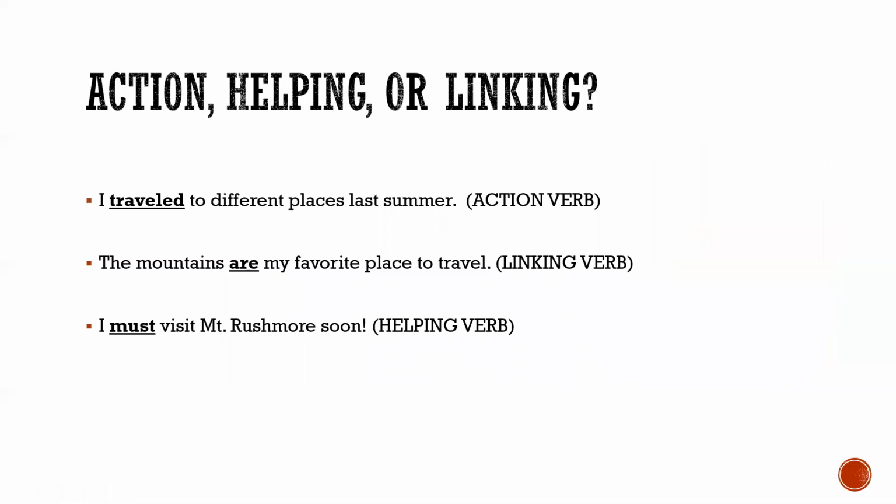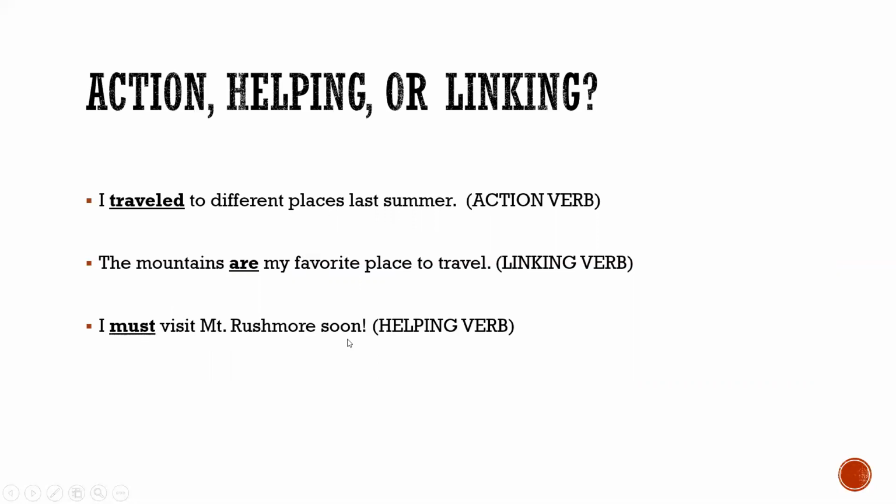Okay, if your answers are like this, then you are correct. Traveled is an action verb. It's something that you do, right? Are acts as a linking verb in this sentence because it's connecting the mountains, which is your subject, to favorite place to travel, which is your predicate, in the form of a noun phrase. Now, must in here functions as a helping verb because it appears before the main verb, which is visit. Okay, I must visit Mount Rushmore soon.